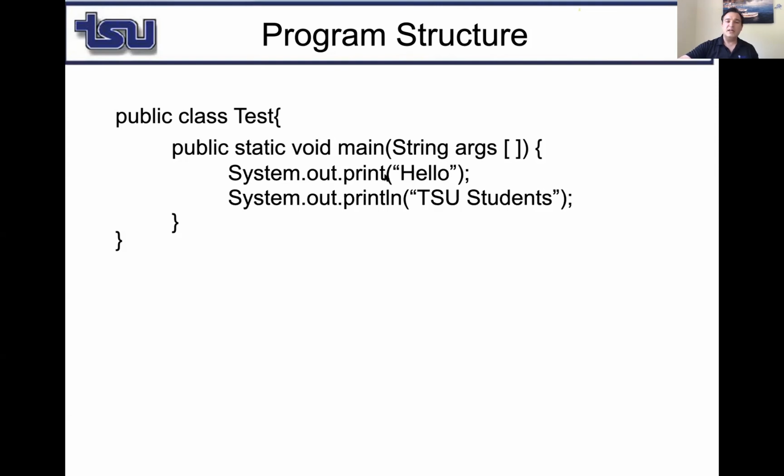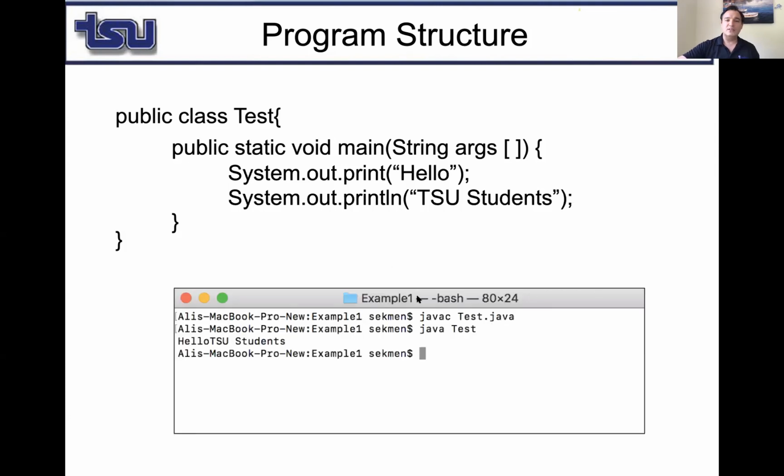Instead of println, I have print. The difference between print and println methods is that when you use the print method, the cursor stays. For example, it prints hello, and the cursor goes right after the letter O, and it stays there. But when you do println, the cursor goes to the next line.